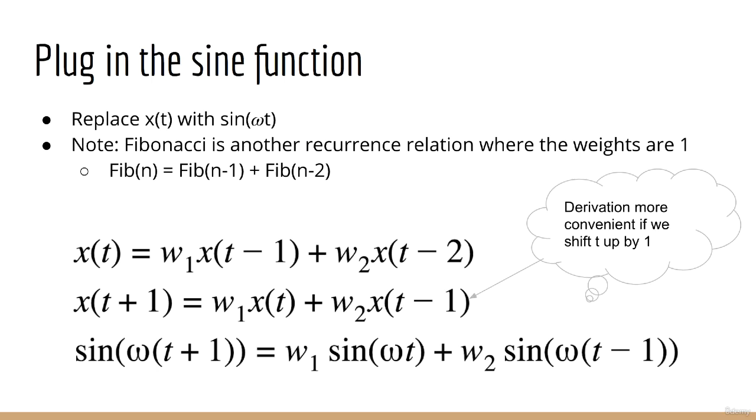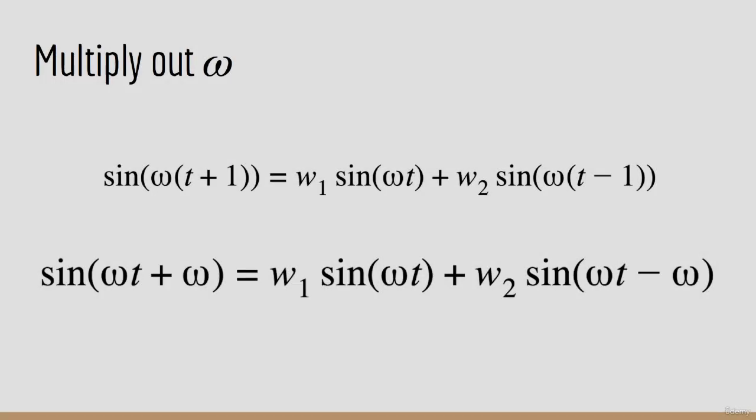For this derivation, it's actually more convenient to shift the time steps up by 1. So instead of predicting x of t using x of t minus 1 and x of t minus 2, we'll predict x of t plus 1 using x of t and x of t minus 1. The next step is to multiply out the terms inside the sine functions. This still may not look like much, but let's keep going.